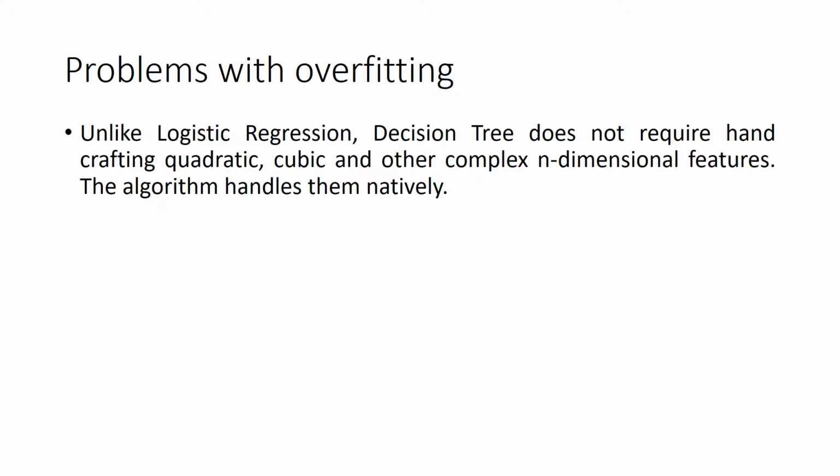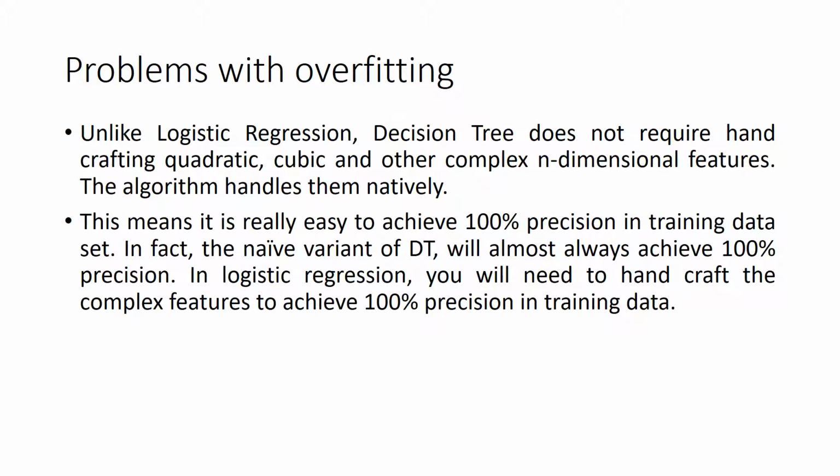So if a particular output variable is impacted only if two input variables are simultaneously taking a particular value, in that case, logistic regression is not going to be able to model it very well. So decision tree would be able to model it very well. Decision tree does not require handcrafting quadratic, cubic, complex, and higher-dimensional features. It handles them natively. But logistic regression would require you to handcraft those features. What that means is that it's very difficult to achieve 100% precision in training data in logistic regression.